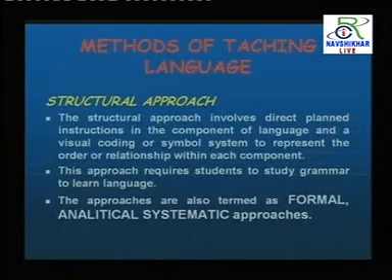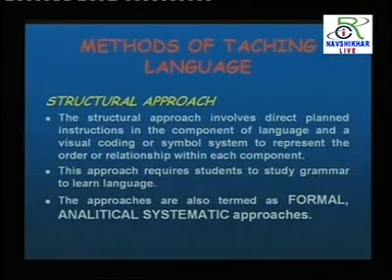We'll be seeing in further slides how they are represented in different coded symbols. Now this approach requires studying grammar to learn language. Through this structured approach, if the children have to learn language, they have to learn grammar. व्याकरण का ज्ञान होना बहुत बहुत ज़रूरी है. The approach is also termed as formal, analytical or systematic approach. अलग अलग नाम दिए गए हैं इसमें यहाँ पर.